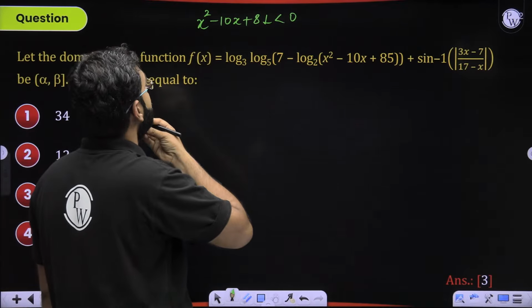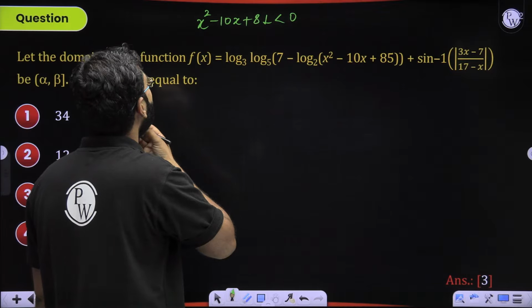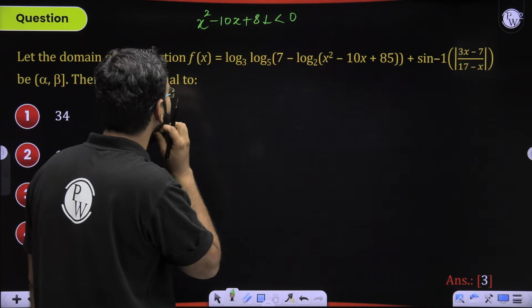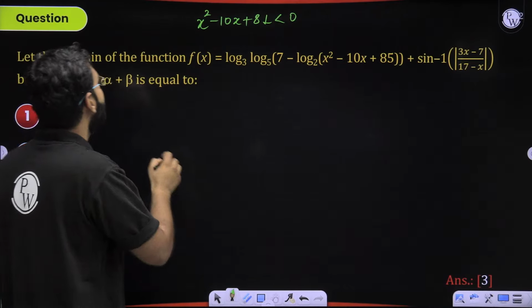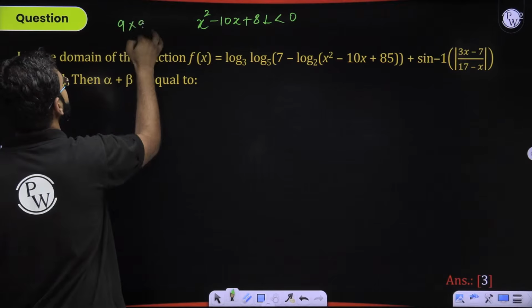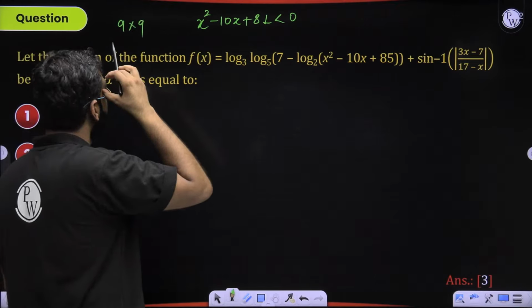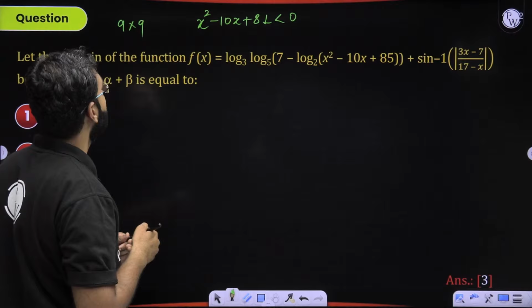I think 10 and 9, no. Am I writing it correctly? What should I write here? 81, right? 81 means what? 9 into 9. But that doesn't give you 10. Then what else can be taken here?